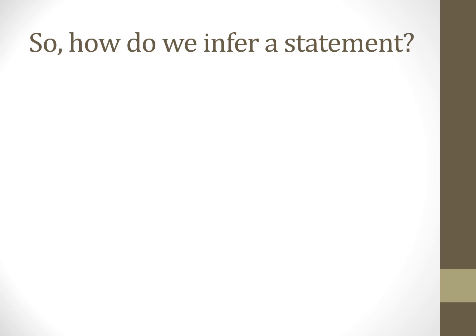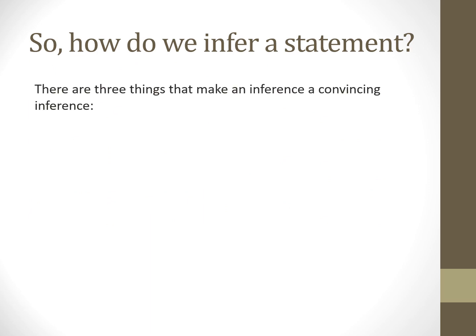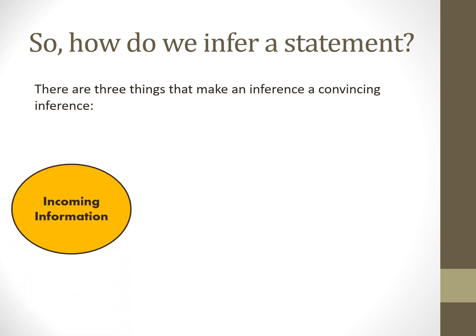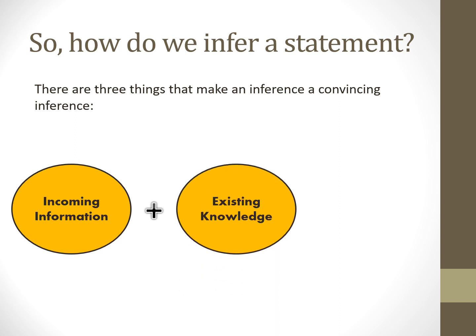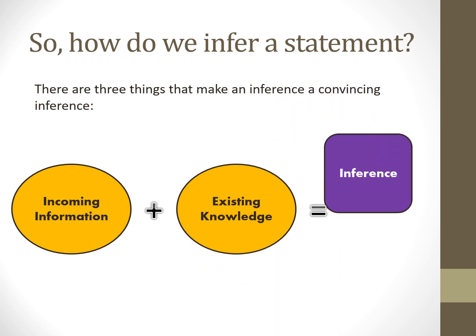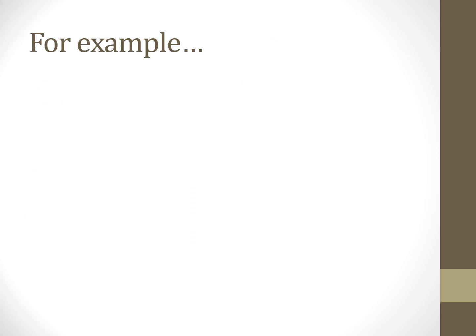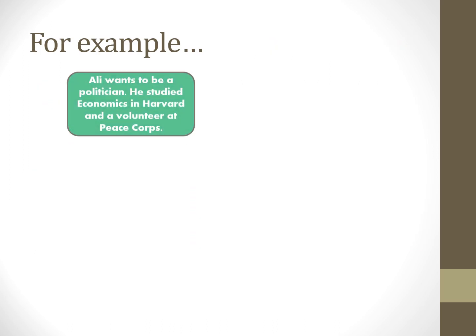So how do we infer a statement? There are three things that make an inference a convincing inference. Number one, incoming information plus your existing knowledge, then you have your inference. Let us look at the example.